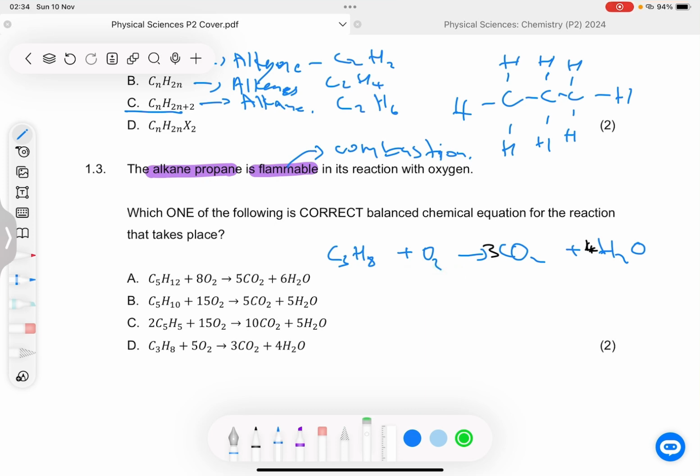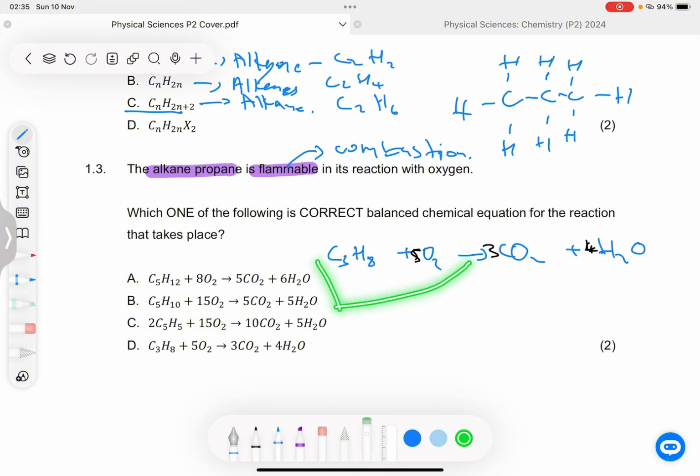Now on this side I only have 2 oxygen, but on this side I have 3 times 2, which is 6, plus 4, because I'll have 4 times 1 here. This gives me a total of 10. So in order for me to balance this equation, I have to put a 5 here, because 5 times 2 gives me 10. Now my equation is balanced.